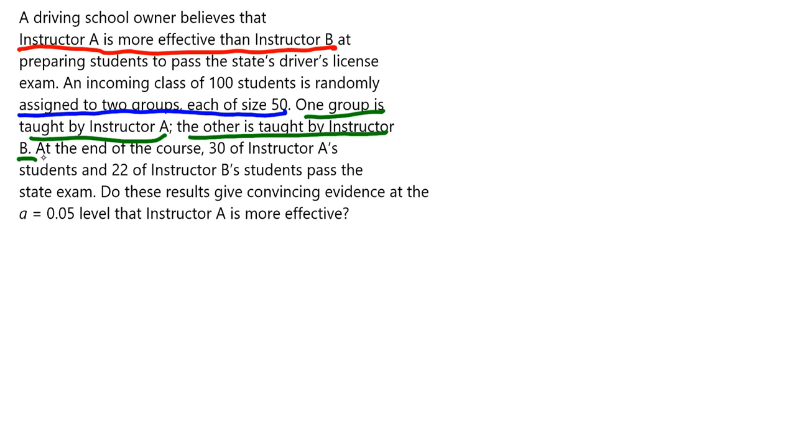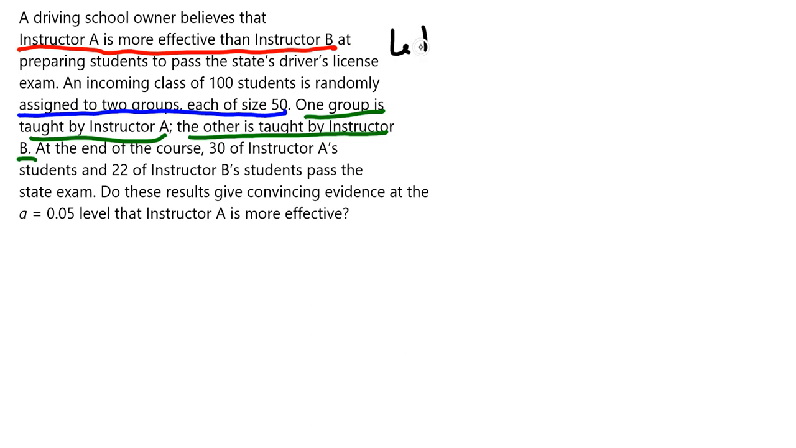We notice at the end of the course, 30 of instructor A's students had passed, while 22 of instructor B's students had passed. It's tough to read that, so I'll just erase that part for you. So the question is, does that evidence somehow show that instructor A was a better teacher? And so this is a classic example of a two proportion z-test. So how do they start off? They start off where you define your parameters.